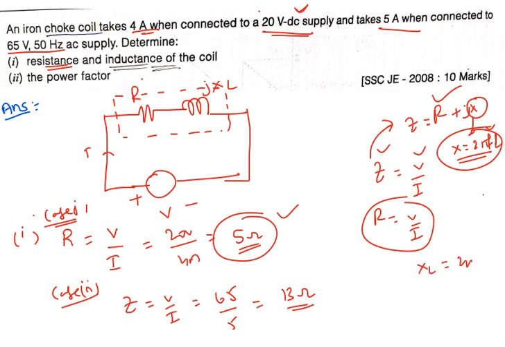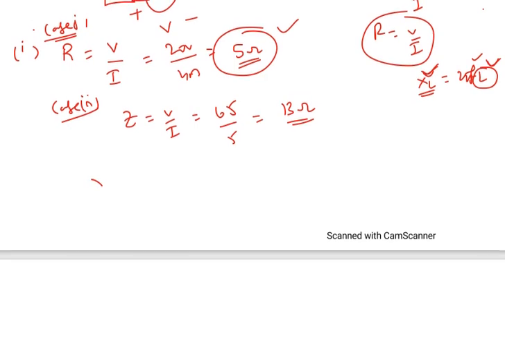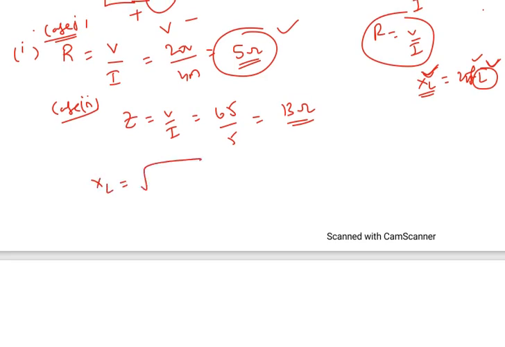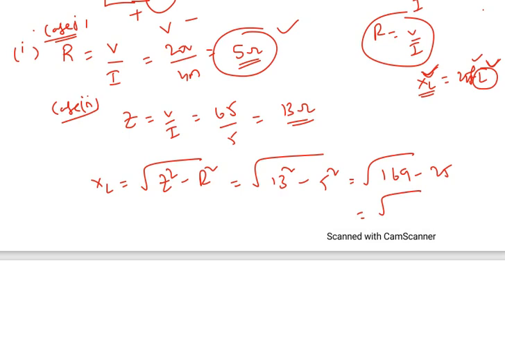For calculating inductance, XL equals 2 pi FL. For the L component we need to calculate XL. If you know XL, and the frequency is 50 Hz, you can easily calculate the inductance here. XL equals root over Z square minus R square. Z equals 13, so 13 square minus resistance 5 square, root over 169 minus 25, that is 144. Therefore you are getting 12 ohms reactance.